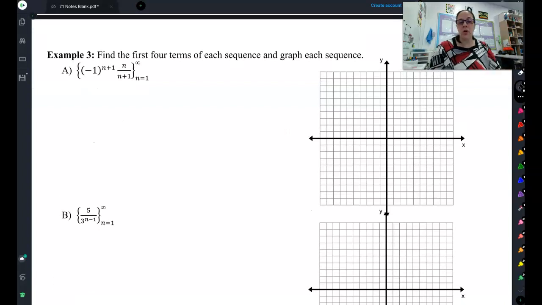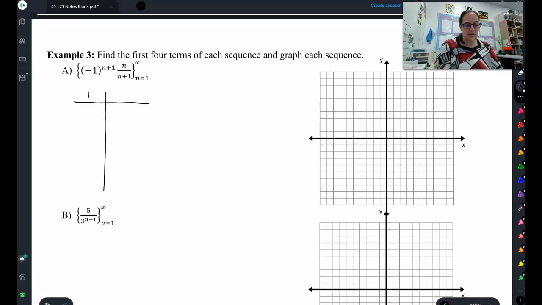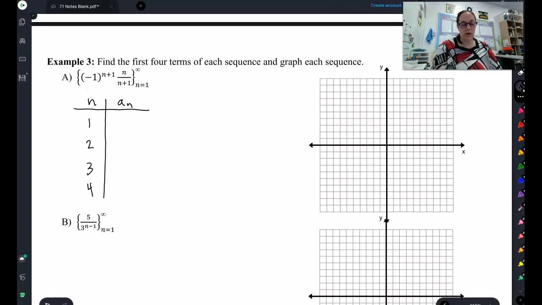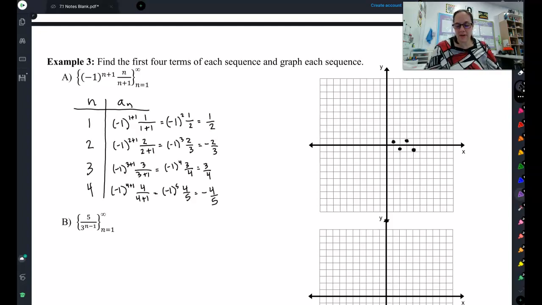We've got a much weirder looking sequence this time. However, it's still the same idea, where we're going to plug in 1, 2, 3, 4 in for n in here. Now, I would like you to try this one. So plug 1 in for n, simplify it, plug 2 in for n, simplify it, 3 in for n, and so on and so forth, and then graph them all. So pause the video, try to figure this one out, and then come back to check and see how you did. Let's see how you did.